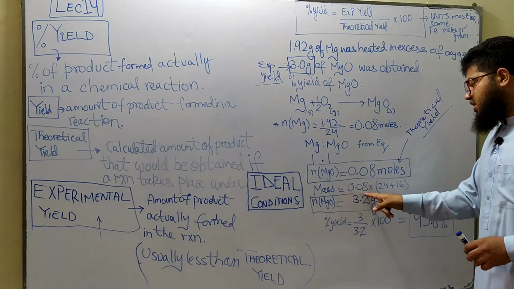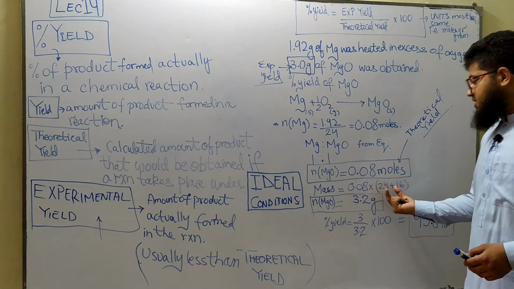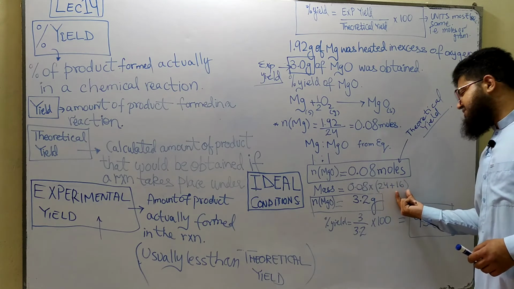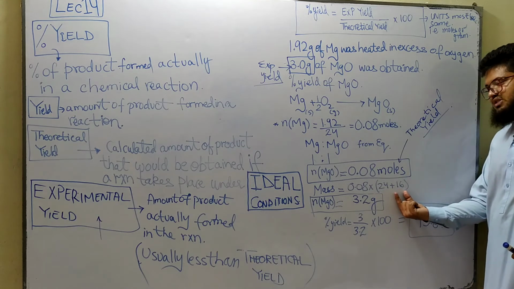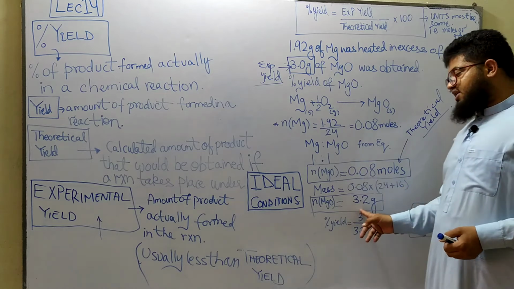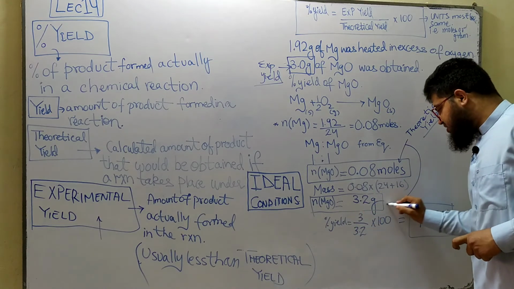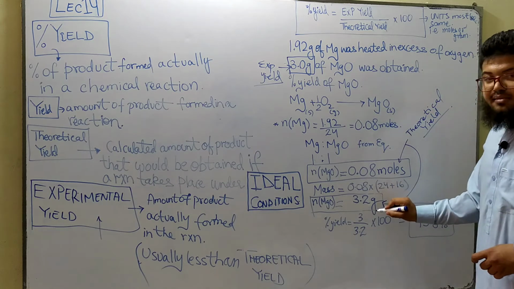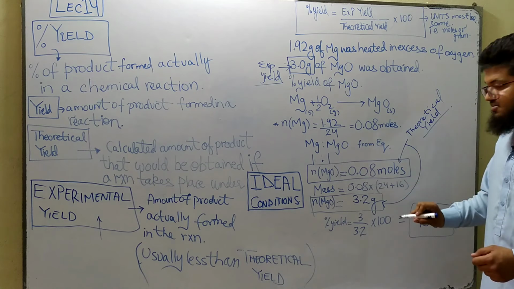So the moles 0.08 multiplied by the Mr of magnesium oxide, which is going to be the mass of magnesium plus the mass of oxygen. Mass of magnesium is 24, mass of oxygen is 16. When you do your calculation, put it into your calculator, you'll get an answer of 3.2 grams. 3.2 grams is also the theoretical yield, but in grams. This was the theoretical yield in moles, this is the theoretical yield in grams.